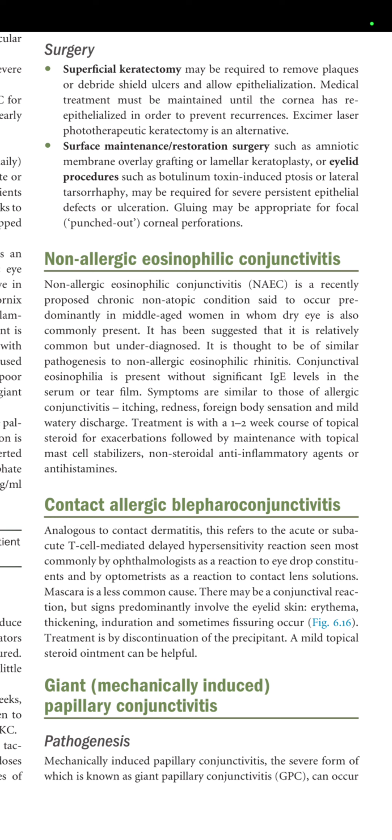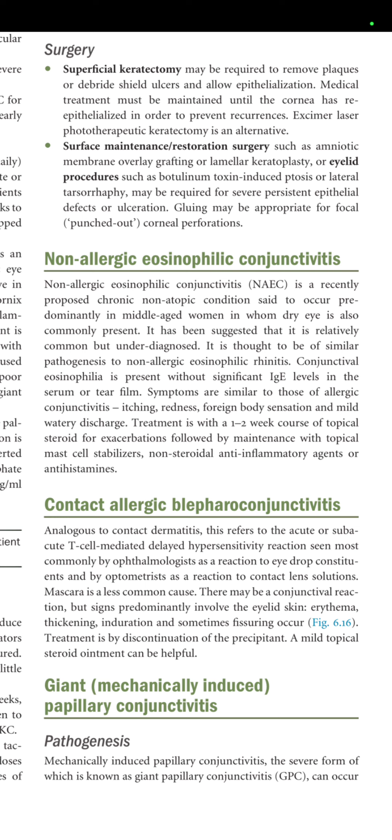It is thought to be of a similar pathogenesis to non-allergic eosinophilic rhinitis. Conjunctival eosinophilia is present without significant IgE levels in the serum or tear film. Symptoms are similar to those of allergic conjunctivitis: itching, redness, foreign body sensation, and mild watery discharge. Treatment is with a 1 to 2 week course of topical steroid for exacerbation, followed by maintenance with a topical mast cell stabilizer, non-steroidal anti-inflammatory agent, or antihistamine.